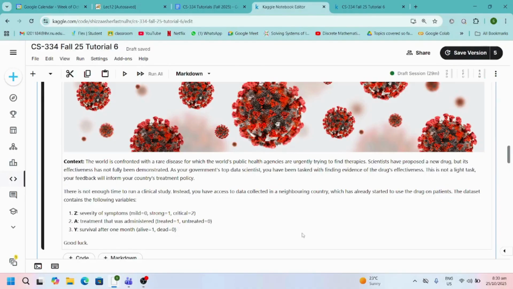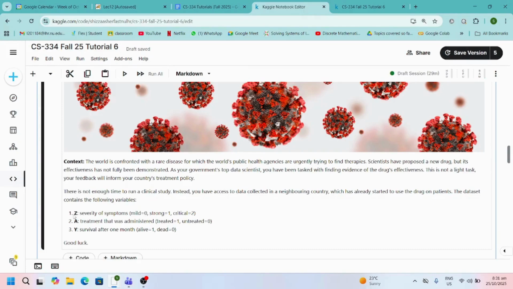So let's see. Instead, you have access to data that was collected in a neighboring country which has already started to use the drug on its patients. And the dataset contains the following variables. So what do we have over here? हमारे पास observational data है किसी और country का. These are the variables that are given to us.